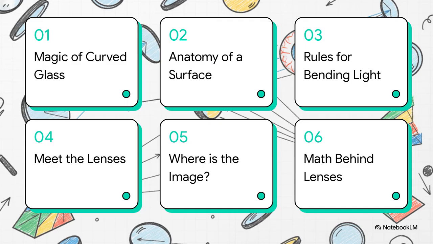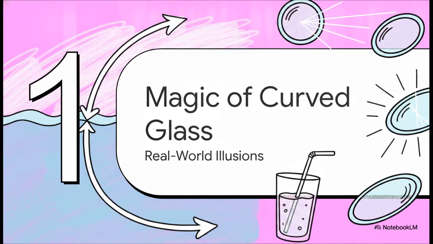1. The magic of curved glass. 2. Anatomy of a surface. 3. Rules for bending light. 4. Meet the lenses. 5. Where's the image? And 6. The math behind lenses. All right, let's jump right into Section 1. The magic of curved glass, real-world illusions.